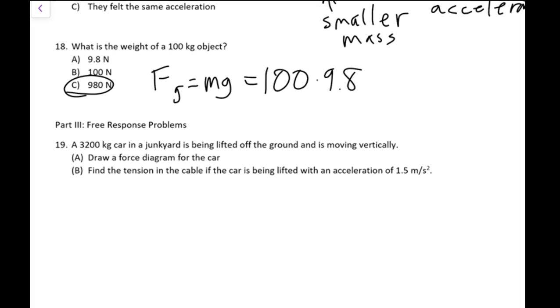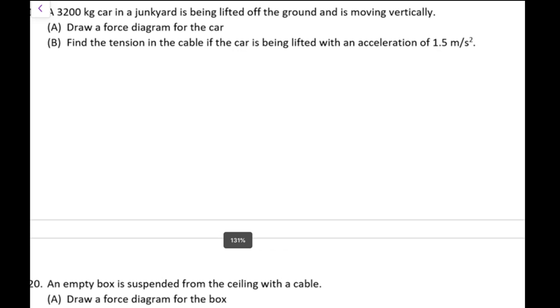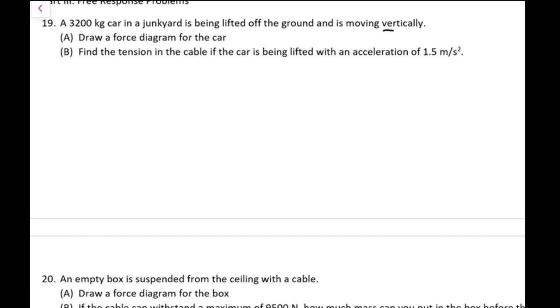Okay, now for the free response section, again, thinking back to the midterm, there's going to be one force question on the midterm. So we're going to do a couple examples here. I've got 1, 2, 3, 4 examples in the packet. And so it's going to be some combination of these for the free response. So we're going to look at question 1, which is vertical motion.